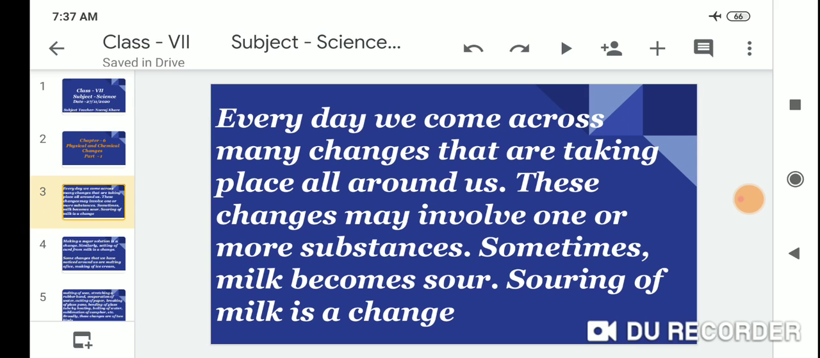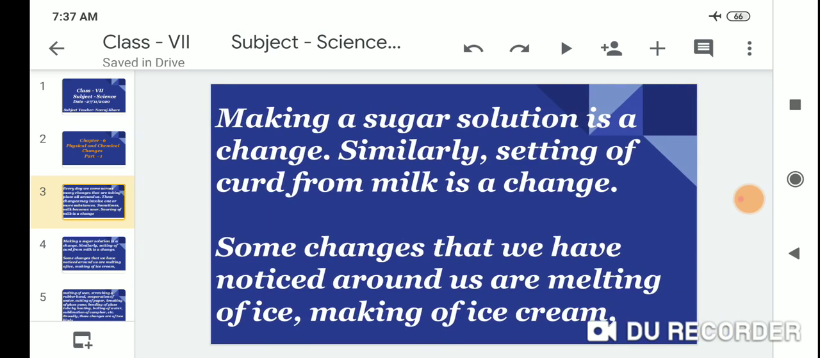So dear students, every day we come across many changes that are taking place all around us. These changes may involve one or more substances. Sometimes milk becomes sour. Souring of milk is a change. The making of a solution is a change. Similarly, setting of curd from milk is a change.